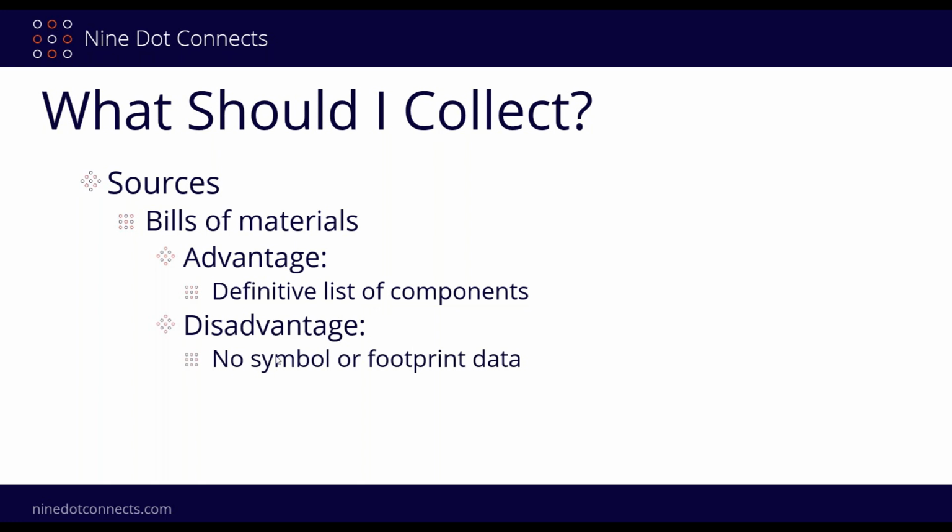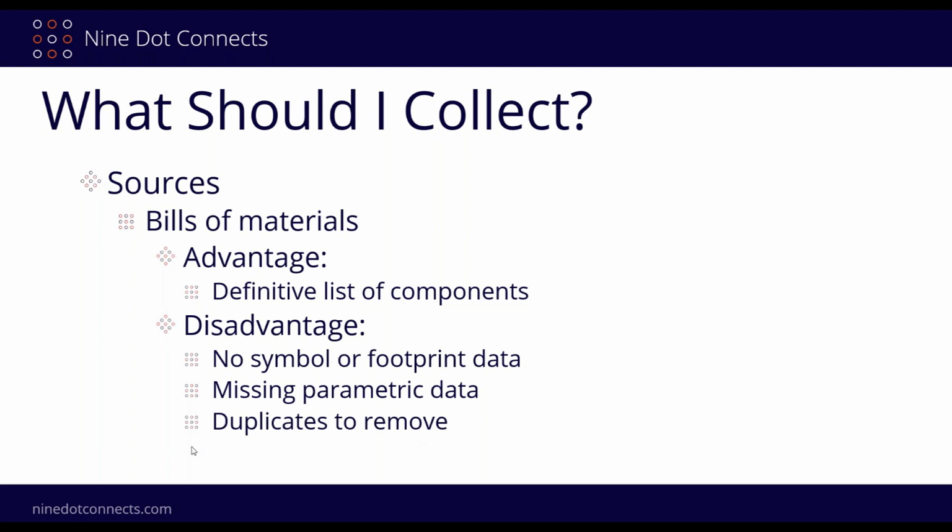The disadvantage, of course, we have no symbol or footprint data, right? We just only have a manufacturer's name, manufacturer's part number, and that's about it. And then there's missing parametric data. So we're not going to send all the parametric data, even if we had it, we're not going to send it in the bill of materials because the purchasers don't really care about it, right? I'm not going to send all the individual values or characteristic parameters of a resistor because they just need to know the manufacturer's name and the manufacturer's part number of it, okay?